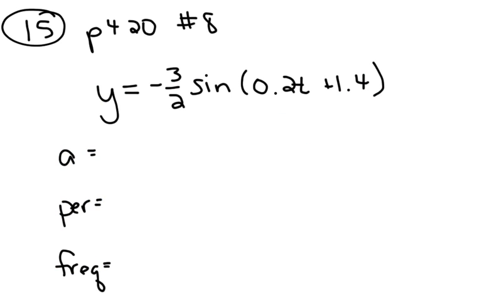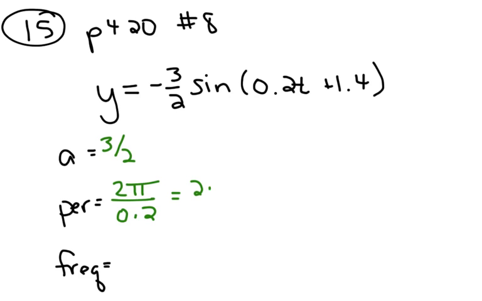The last problem, review, number 15, is page 420, number 8. In number 8, they want you to determine the amplitude, period, and frequency of this simple harmonic motion, and then they want you to sketch a graph of the displacement of the object over one complete period. Well, let's start with the easy part. The amplitude is 3/2. The period is going to be 2 pi over 0.2.